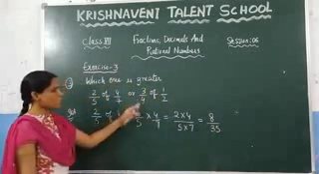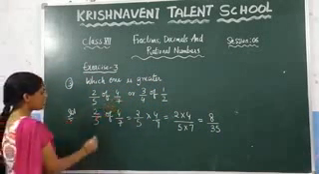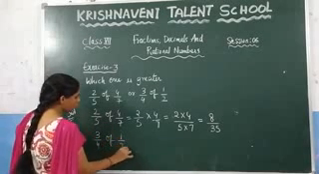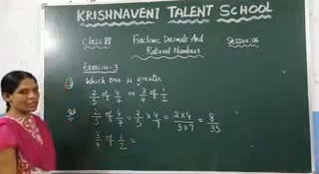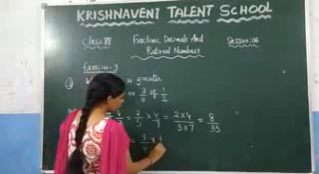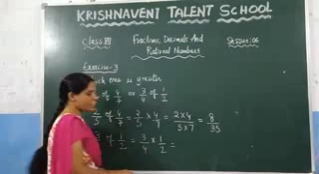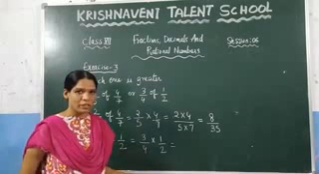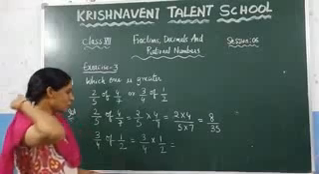Now consider the other fraction. What is the other fraction here? 3 by 4 of 1 by 2. Now you need to find the product of these two factors. So write it here: 3 by 4 into 1 by 2. Similarly, here we are multiplying the two fractions. How do you multiply? You multiply the numerators and you multiply the denominators.